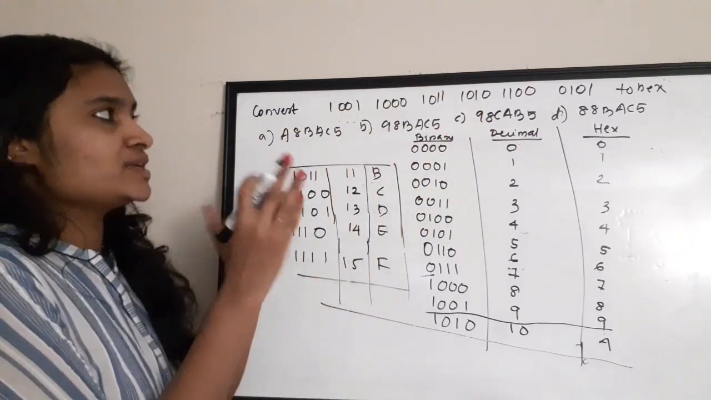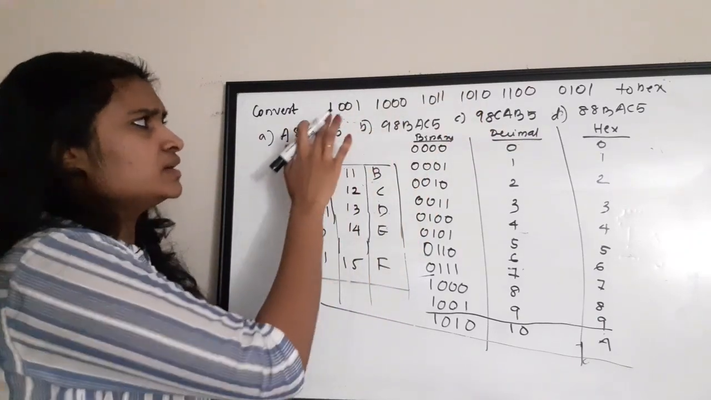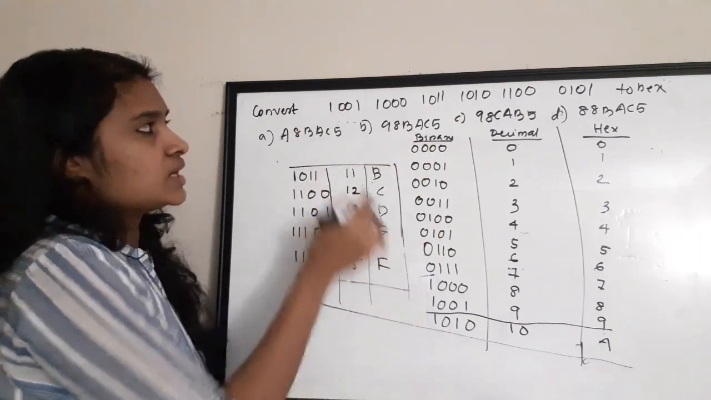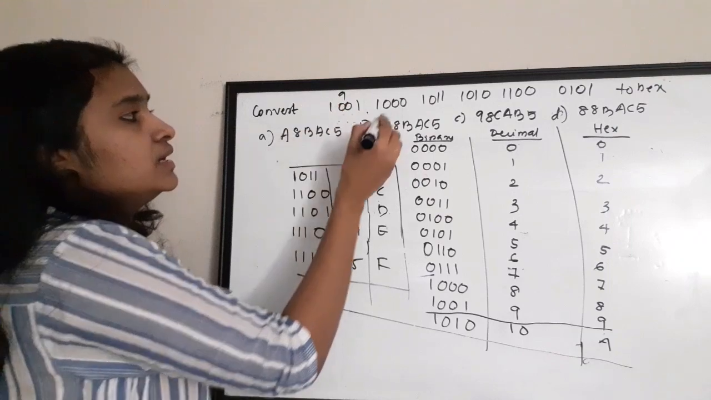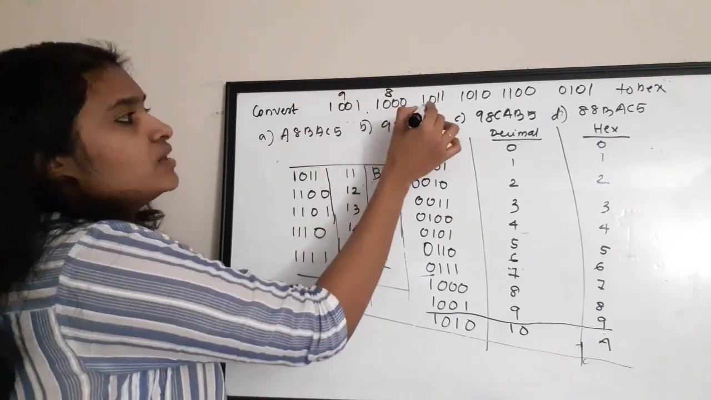Okay, now let us see the question. Don't just read out the question once again; we'll write from this chart. 1001 means it is 9, right? So it is 9. Then 1000, 8.